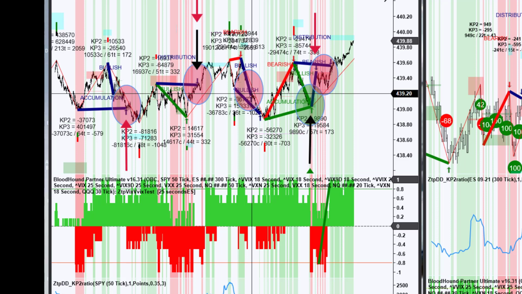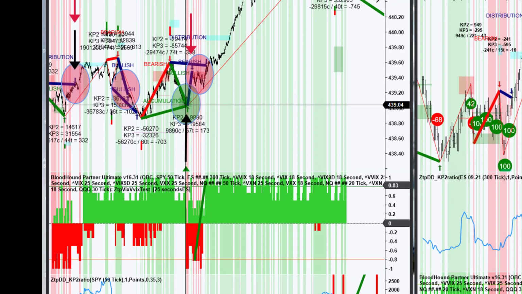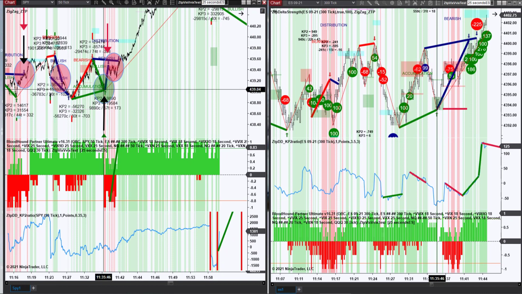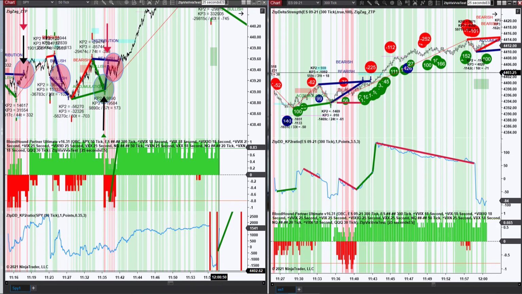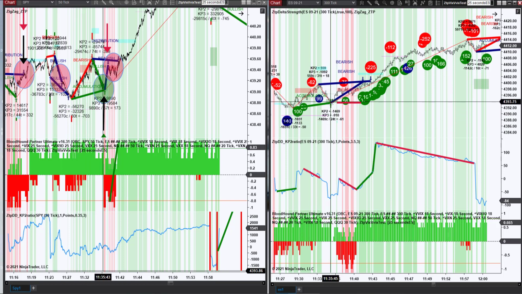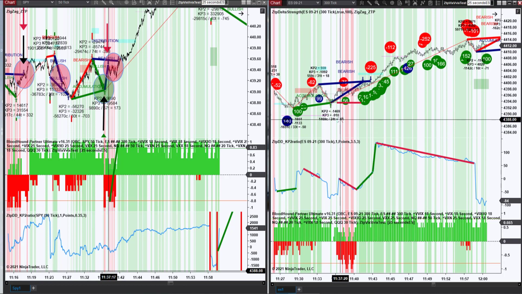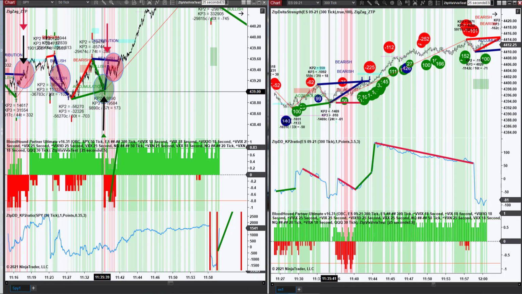Then we have a long signal here that was not going to work out for us. We have this double divergence accumulation and special divergence signal, and we have accumulation on the ES. And we could see that while the numbers weren't completely huge, they were increasing in value. Now, this is where we can learn something.